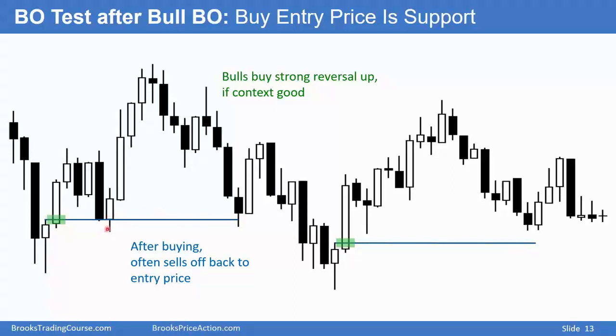Here, it overshot the price. It fell below the entry price. And here it undershot it. It did not quite reach the top of the buy signal bar. I said entry price, I meant the top of the buy signal bar. The entry price is just a little bit above.